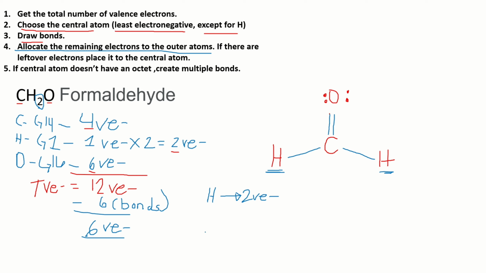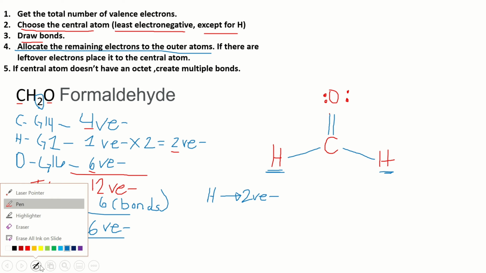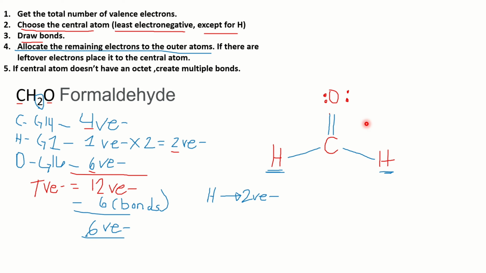Now let's check if oxygen is still happy. 2, 4, 6, 8. Okay, oxygen is still stable. How about carbon? 2, 4, 6, 8. So carbon is happy because it has 8 electrons already using the bonds.